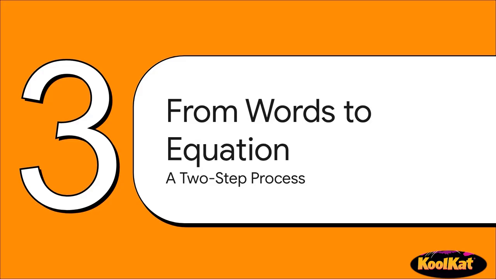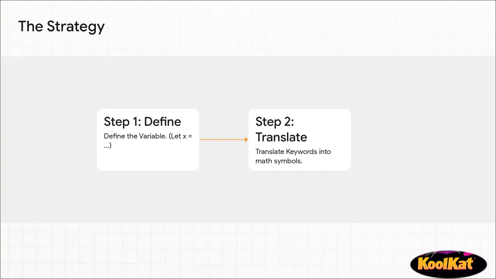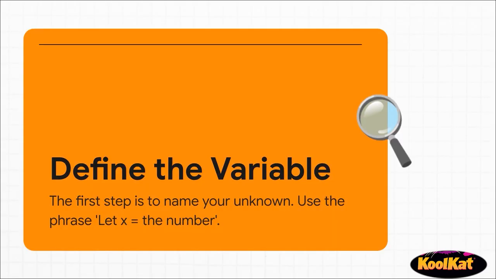Okay, so how do we actually do this? How do we make the magic happen? Well, this whole process breaks down into just two really simple steps. Let's walk through them right now. That's it. No, really. This is the entire strategy. First, you define your unknown, your variable, and second, you translate the keywords. If you can master these two little skills, you'll be able to handle pretty much any word problem they can throw at you.